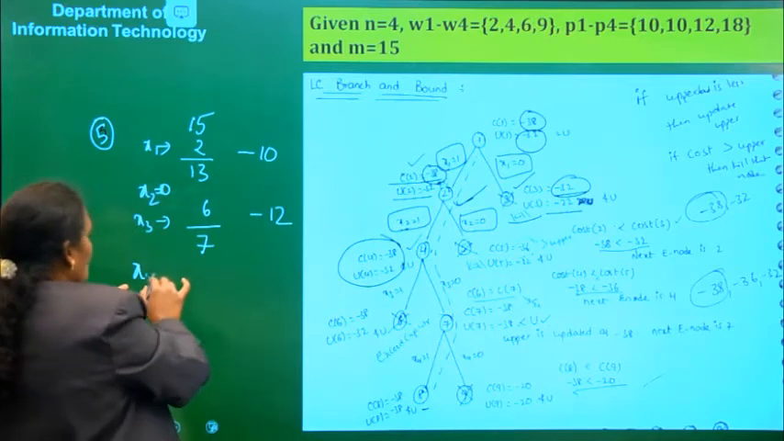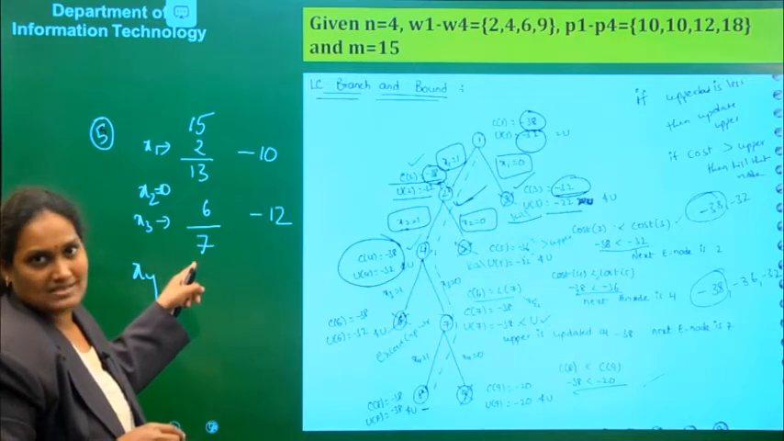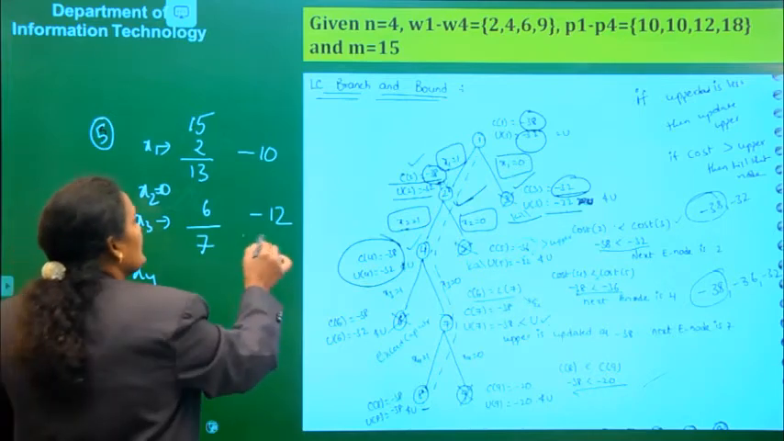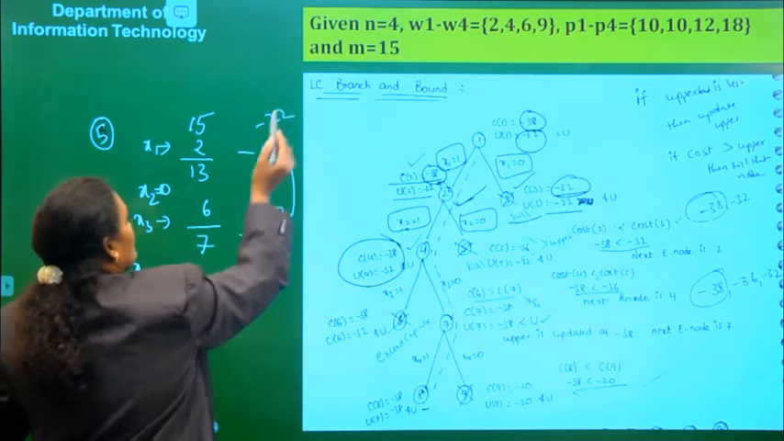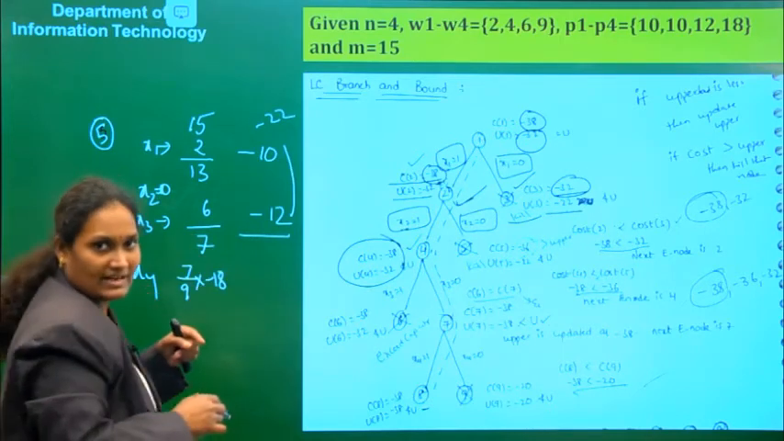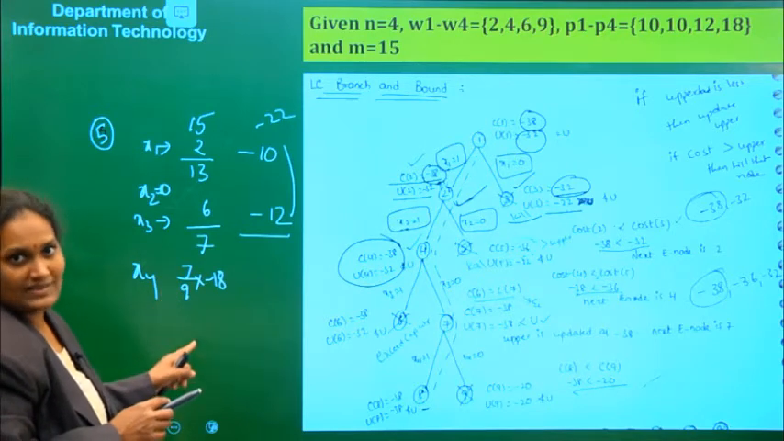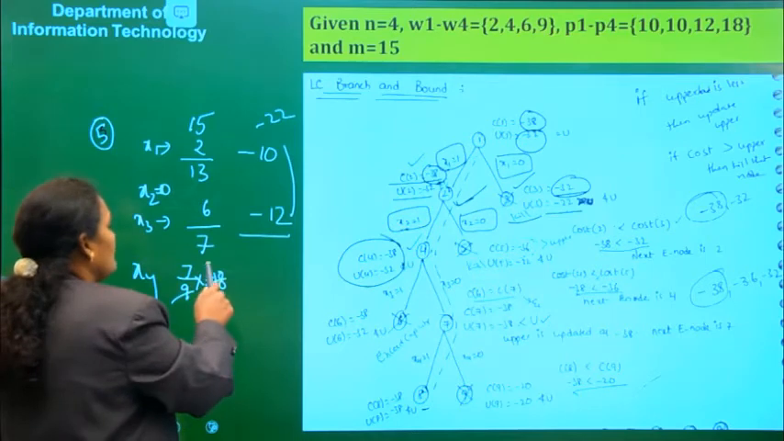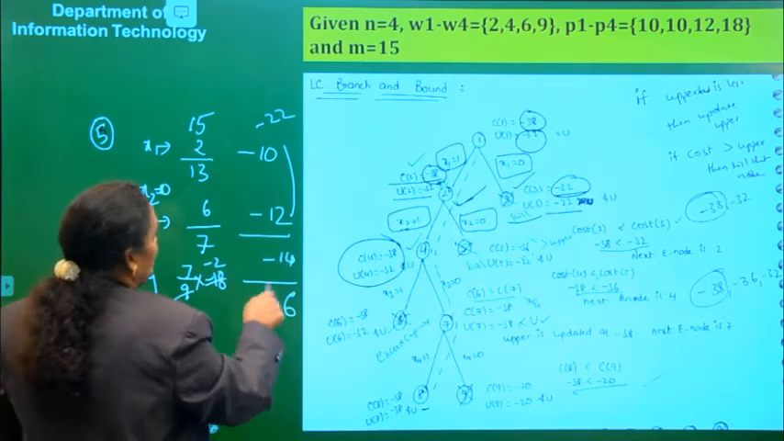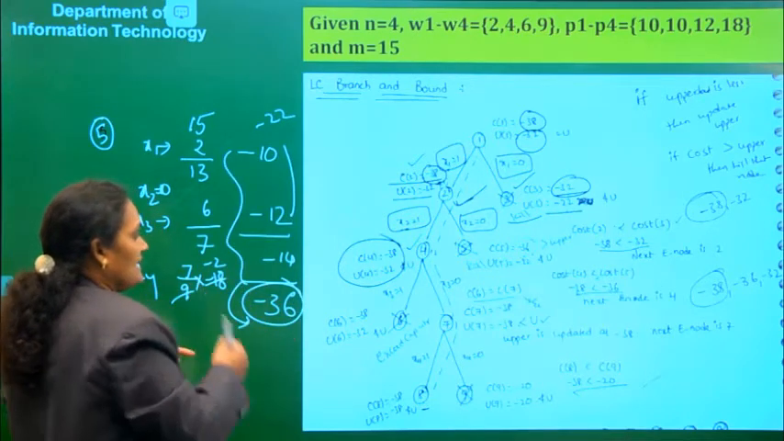Now what about x4? Here the x4 weight is 9 and the remaining capacity is 7. We cannot place x4 completely, so this is considered as the upper bound. Now for calculating the lower bound, we need to allow fractional values. How much of x4 can be placed? 7 by 9th part of x4 can be placed. So here 7 by 9 times 18, we will get minus 14. Now what becomes the value? Minus 36. This becomes the lower bound, minus 36.